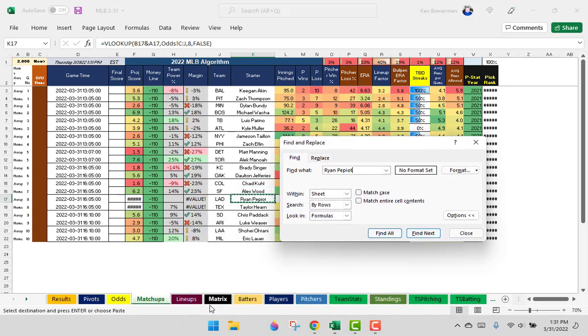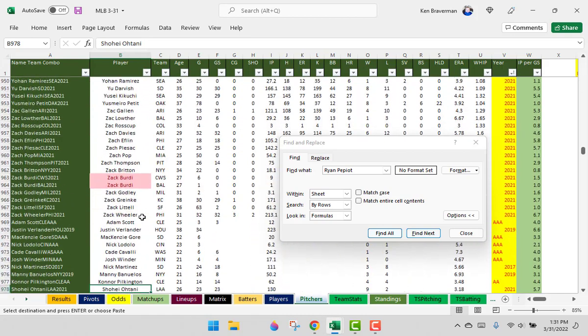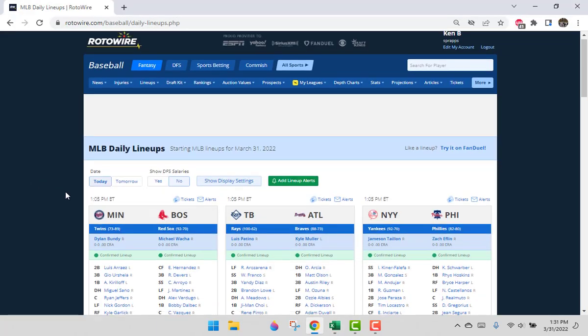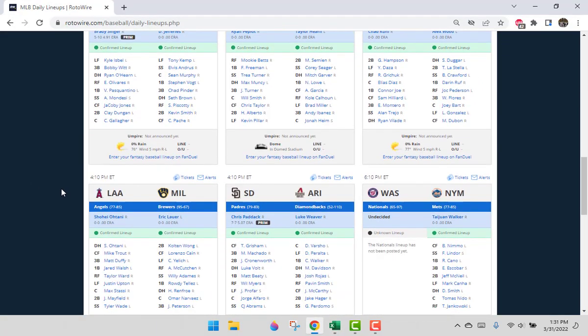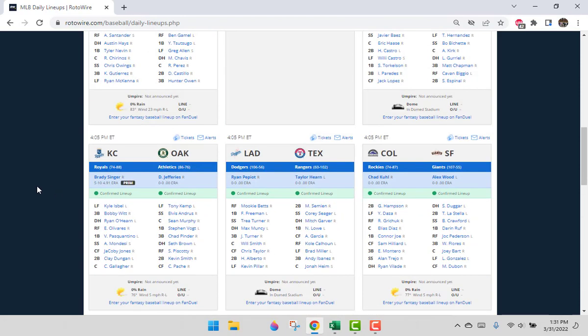Now how about Ryan Pepitot? Pepitot? I don't know about that guy. I don't know whether he's a real pitcher or not from last year. Nope. So we got to add him, I think, and we have to add stats for him. So let's figure this out. Where are you? Pep. There he is.